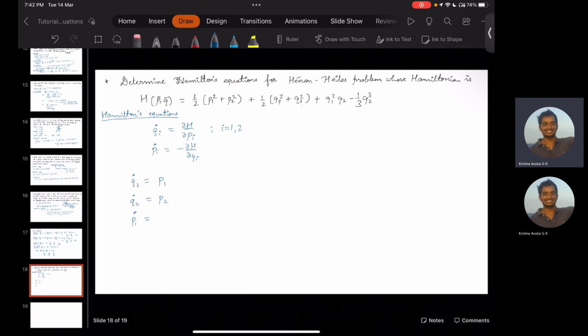p1 dot is equal to minus of whatever comes out as a result of doing the partial derivative of H with respect to q1. So this gives us 2 into q1 by 2, which is just q1, and plus 2q1 q2, right?